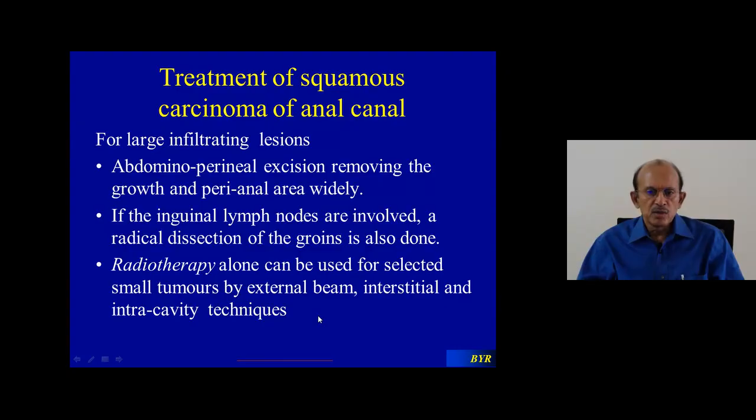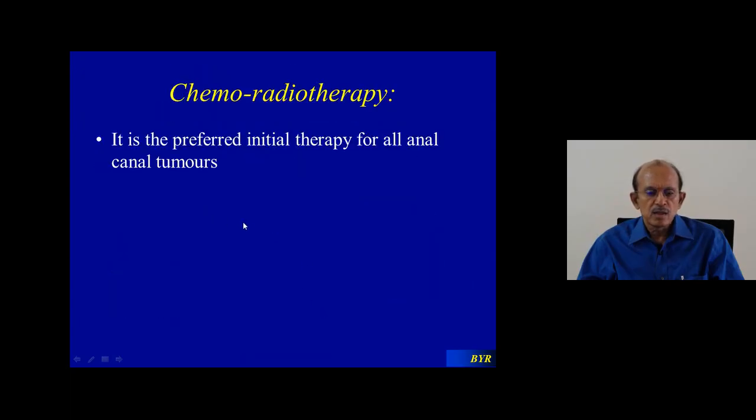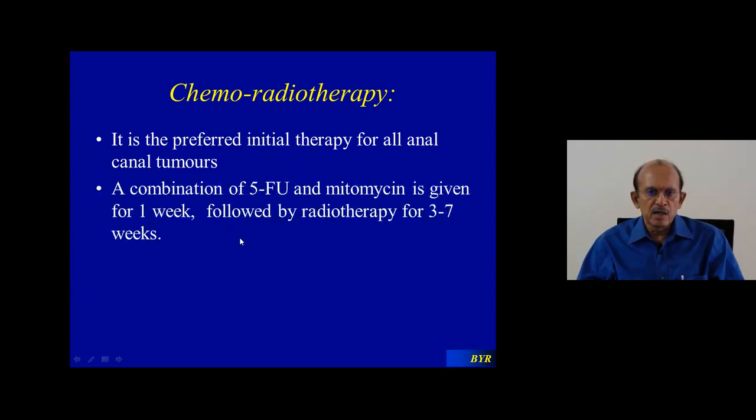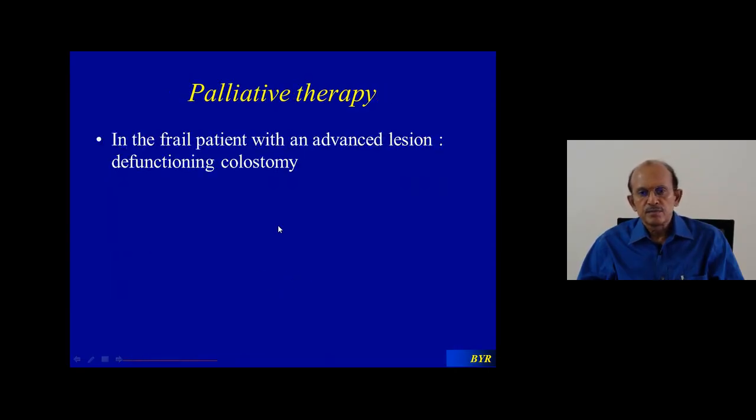Radiotherapy alone can be used for selected small tumors by external beam, interstitial and intracavity techniques. Chemoradiotherapy is preferred initial therapy for all anal canal tumors. A combination of 5-FU and mitomycin is given for 1 week, followed by radiotherapy for 3 to 7 weeks. If there is a residual tumor, an abdominoperineal resection is performed later. In a frail patient with an advanced lesion, a colostomy is done.